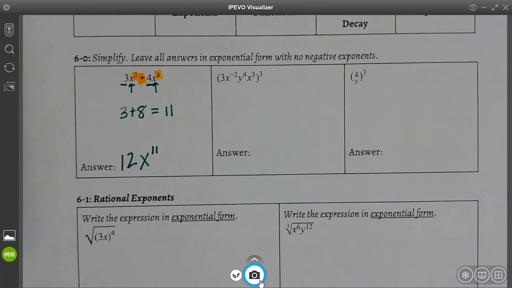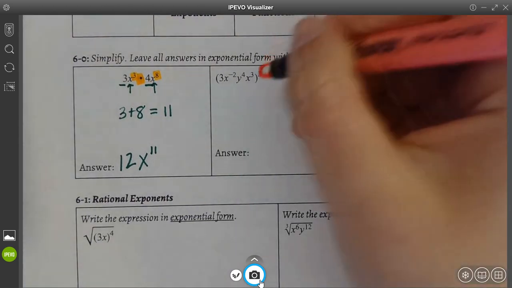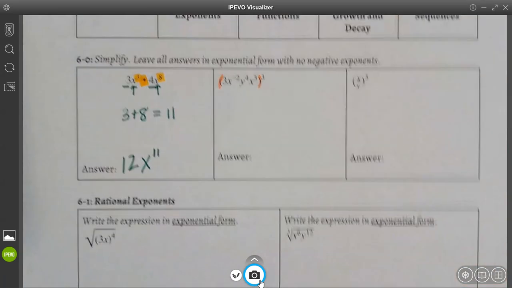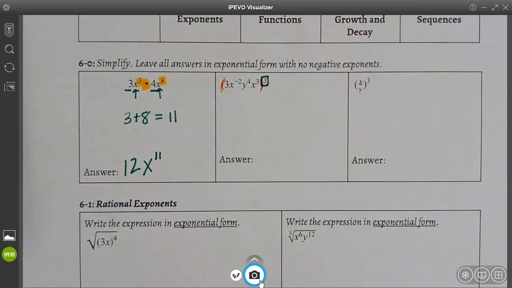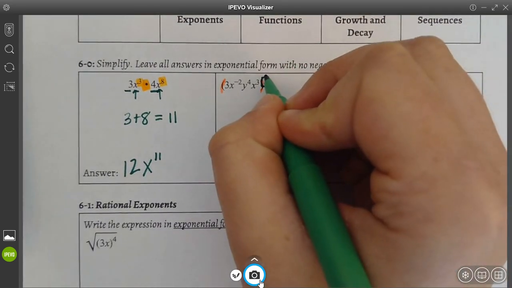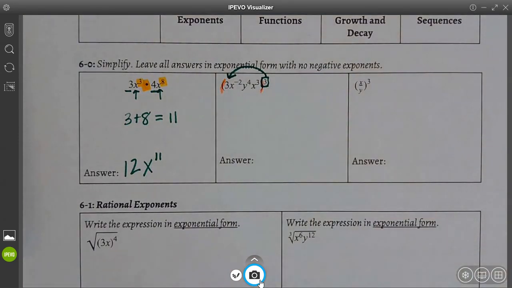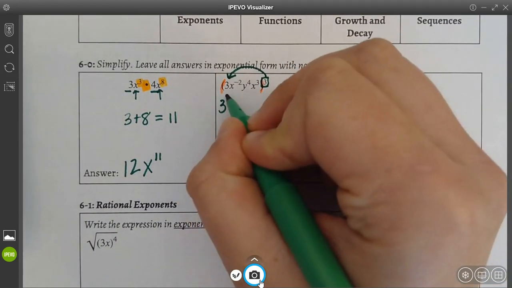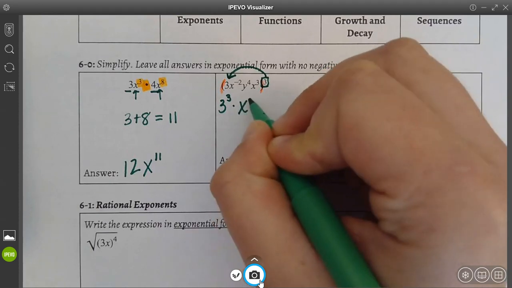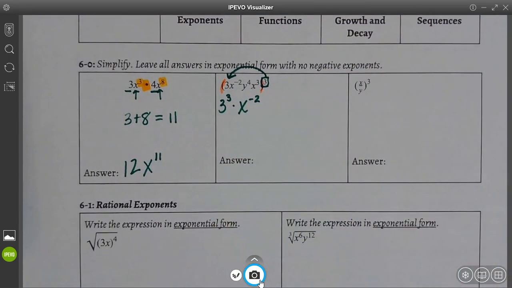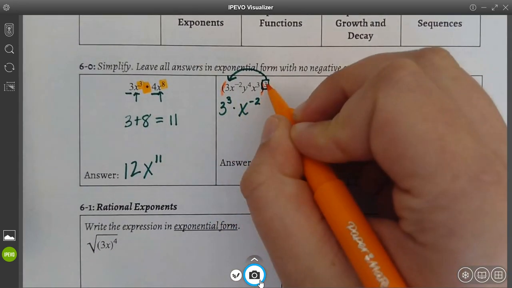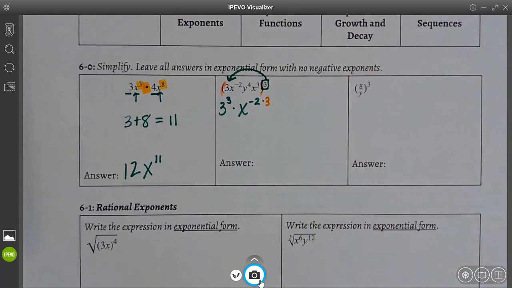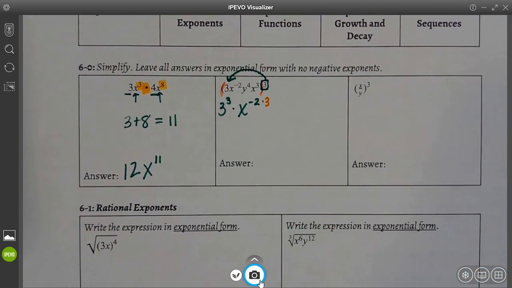Now, our second problem is one that has a set of parentheses. And when we see parentheses in our problem, that's the thing we need to deal with first. On the outside of our parentheses, we have this exponent of 3. We get to apply or distribute this 3 to every single term in our problem. So my 3 gets raised to the power of 3. My x to the negative 2 power gets raised to the power of 3.